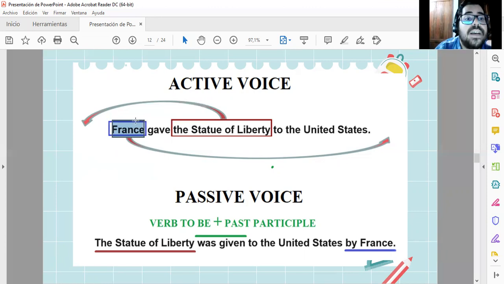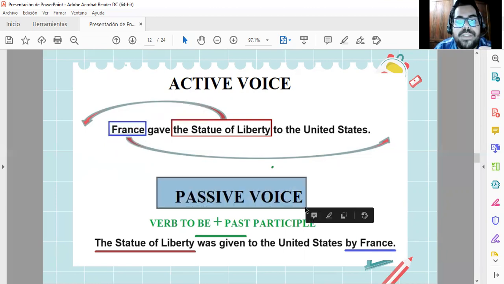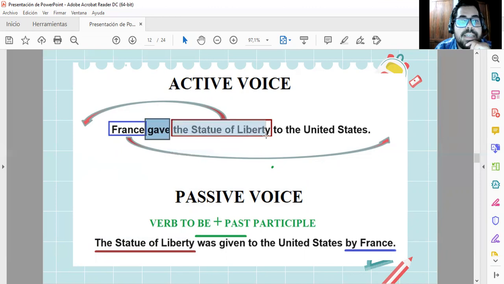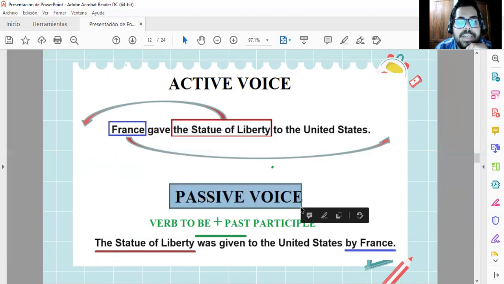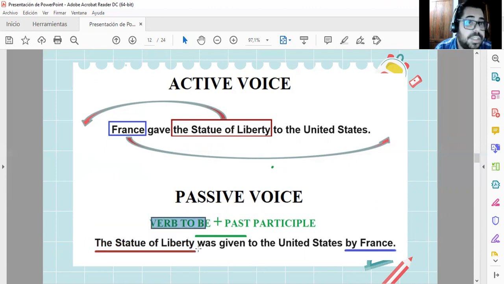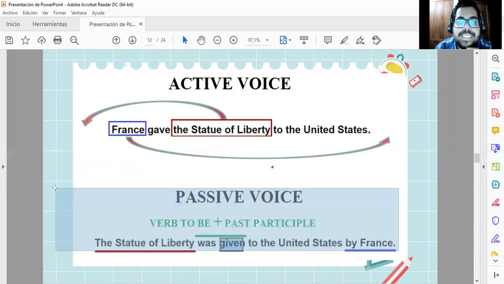We focus on the doer. We focus on the subject, on the doer. But remember that in the passive voice, we focus on the object. So the question is, what was given to the US? Well, this is the object, the Statue of Liberty. So in the passive voice we have the Statue of Liberty, remember, verb to be was, because we're talking in singular. Given, teacher, why given? Not gave? Because given is the third column, the past participle. So the Statue of Liberty was given to the United States by France.